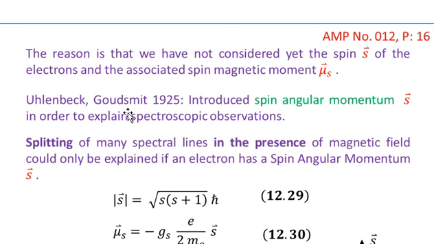Uhlenbeck and Goudsmit in 1925 introduced spin angular momentum S in order to explain the spectroscopic observations, because at that time there were some observations which could not be justified. So Uhlenbeck and Goudsmit introduced the concept of spin angular momentum and spin magnetic moment, and their contributions were parallel to the concept introduced for the case of orbital angular momentum and the orbital magnetic moment.